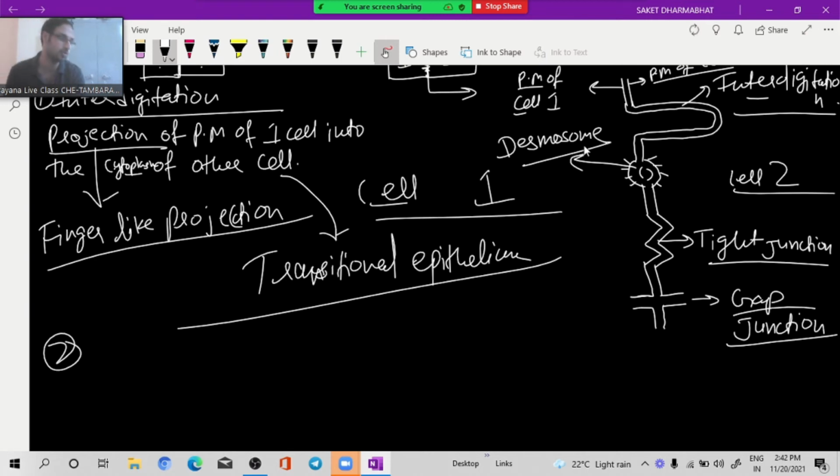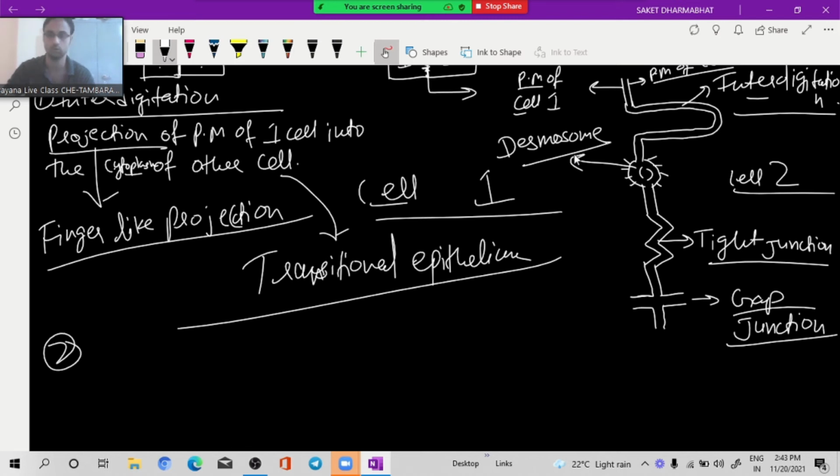Desmosome is a button-like structure. Student: All these things won't be present in one cell, no, sir? They are found in separate cells. Student: In all the cells these things are present, no, sir? In all the cells it is present, but more found in transitional epithelium.